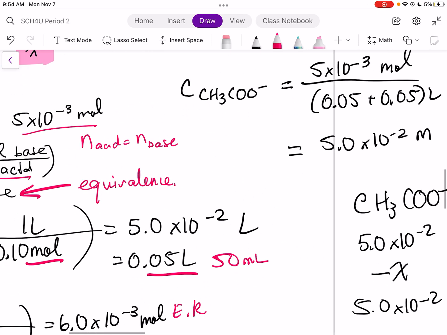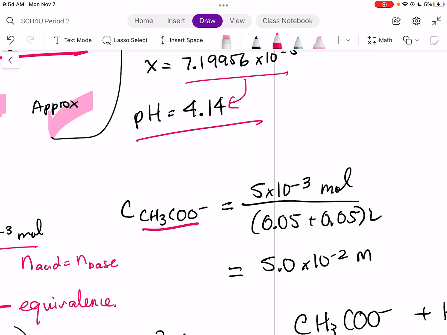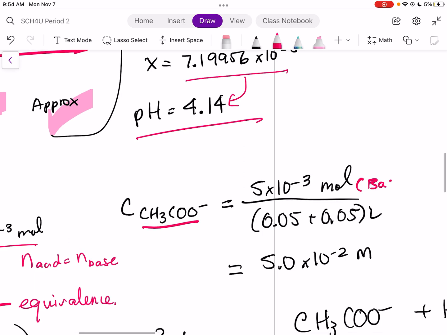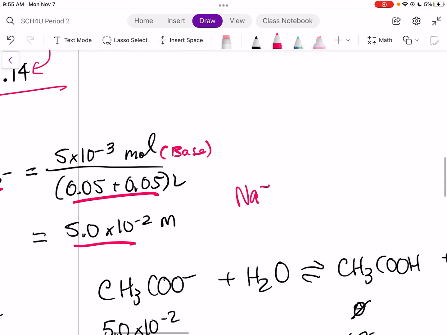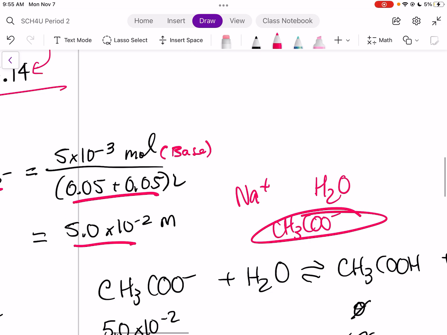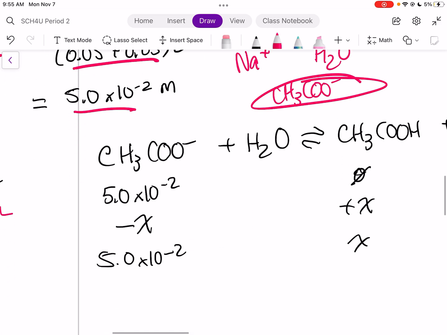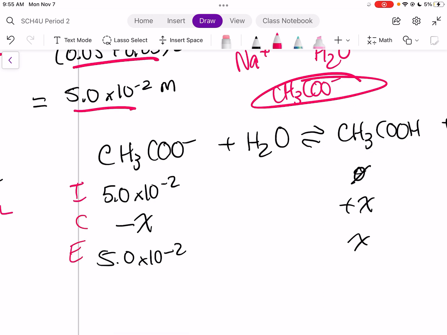Now, I'm going to take the moles of my conjugate base. So this comes from the moles of my base, just like in the previous question. So this amount of moles divided by my total volume, I get a new concentration of my acetate ion. And this is all that I'm concerned with, because in my solution, again, I only have sodium, water, and acetate. This is the only one that matters when I'm calculating my pH. So I put in my initial concentration. There's a change. Now, in order to calculate the approximation method, I need to know that I don't have an acid anymore. I have a conjugate base.